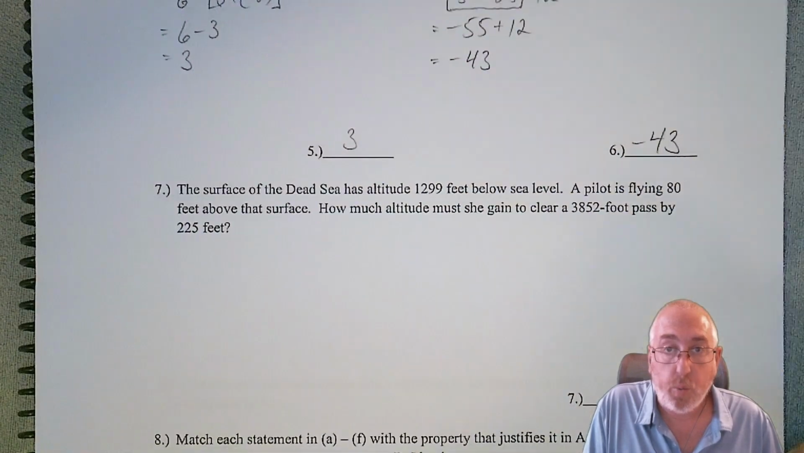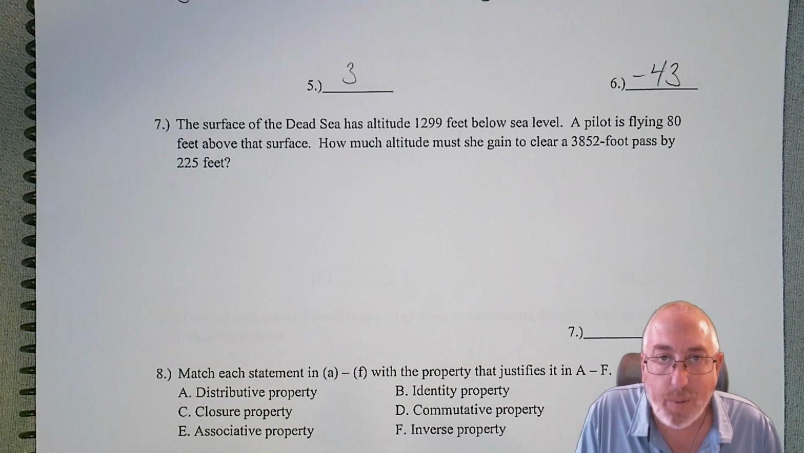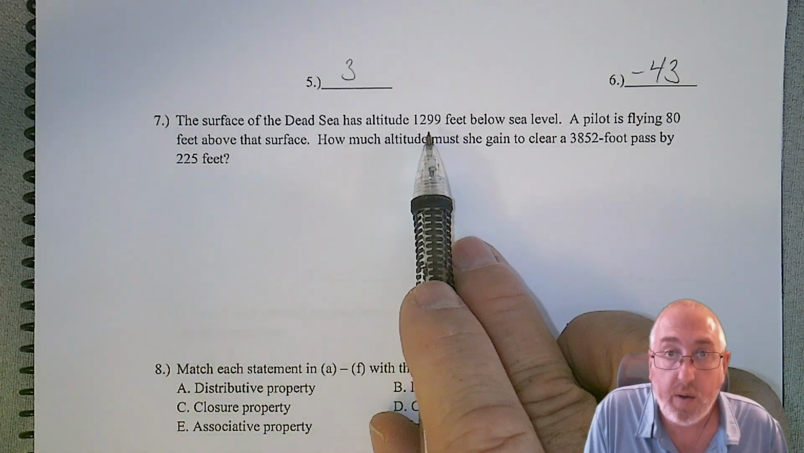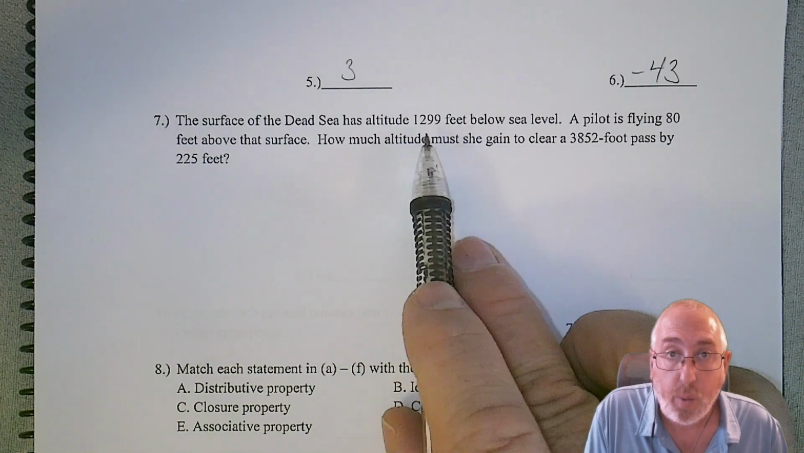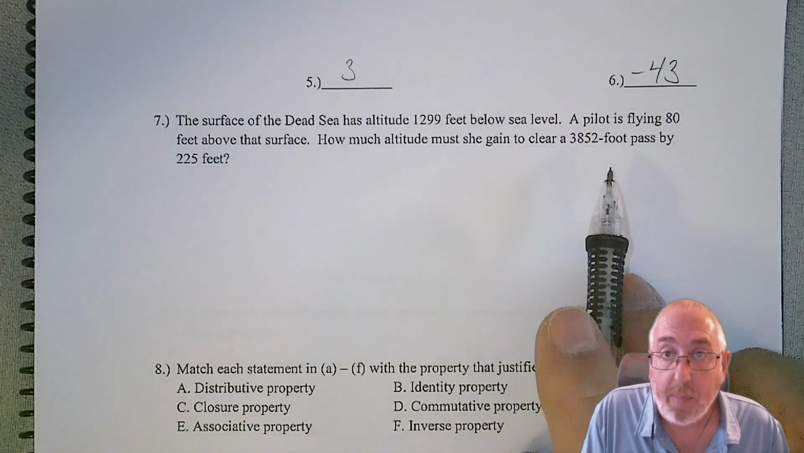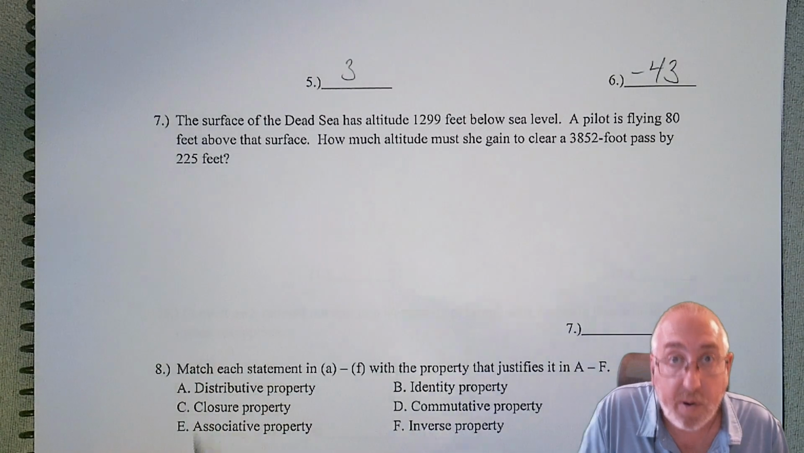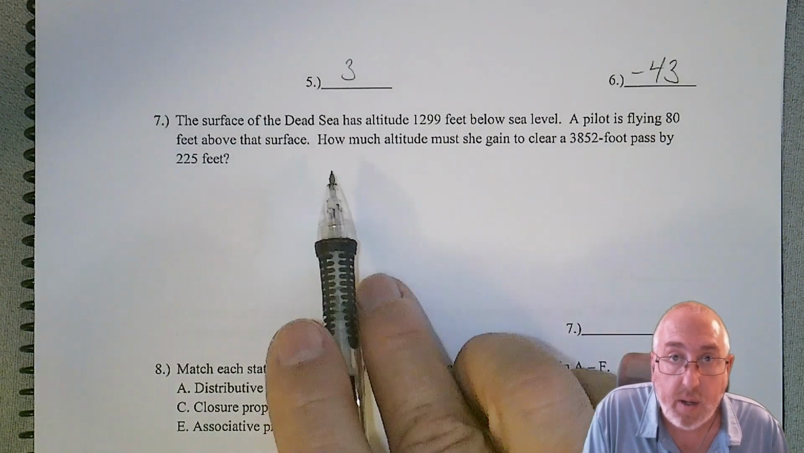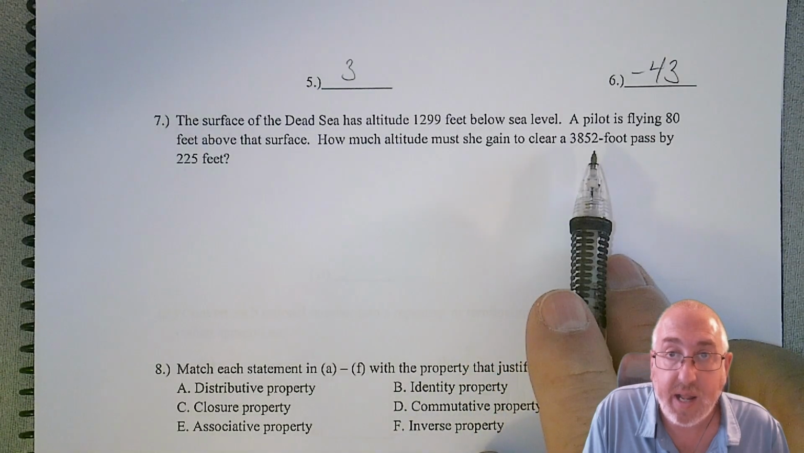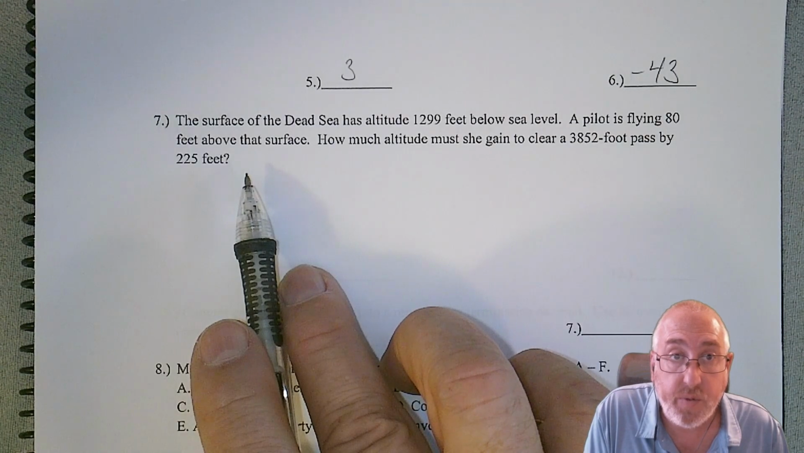Now, the next one's a word problem, which are everybody's favorite. So let's take a look. The surface of the Dead Sea has an altitude of 1,299 feet below sea level. A pilot is flying 80 feet above that surface, above that low surface, below sea level. How much altitude must she gain to clear a 3,852 foot pass by 225 feet?